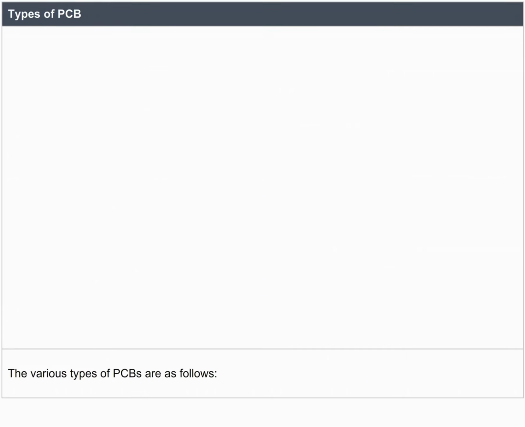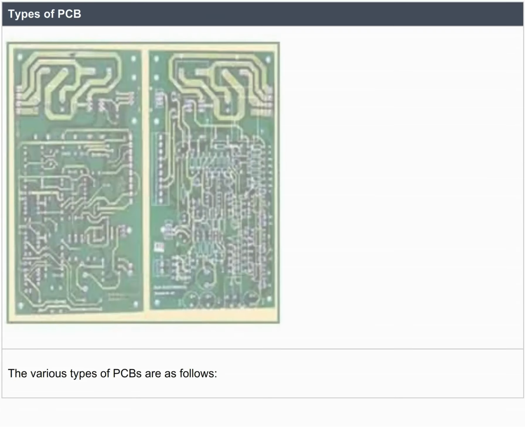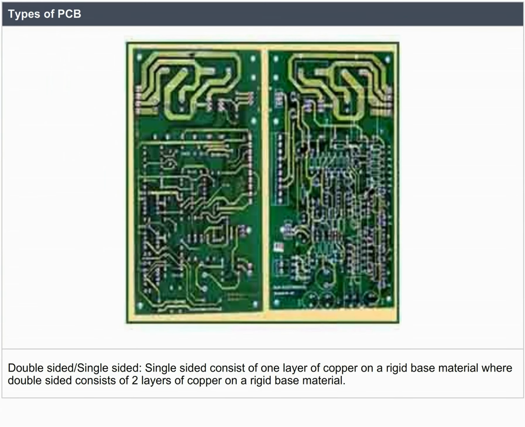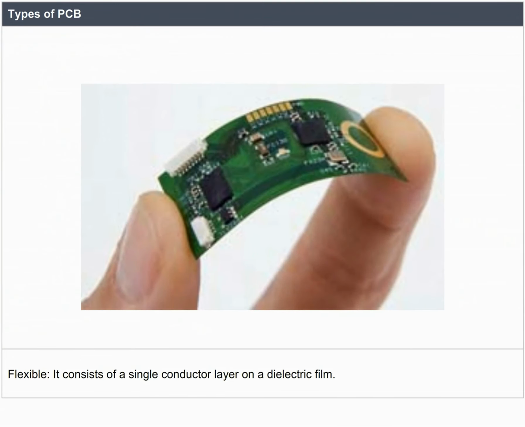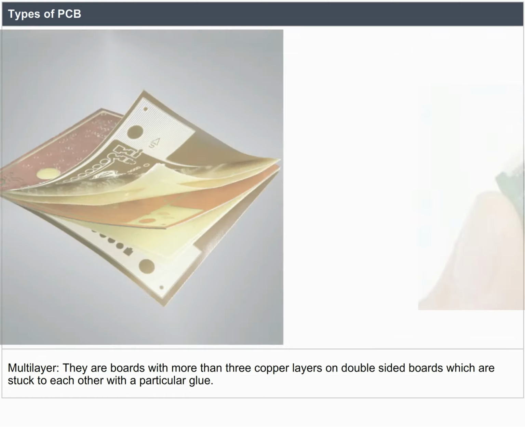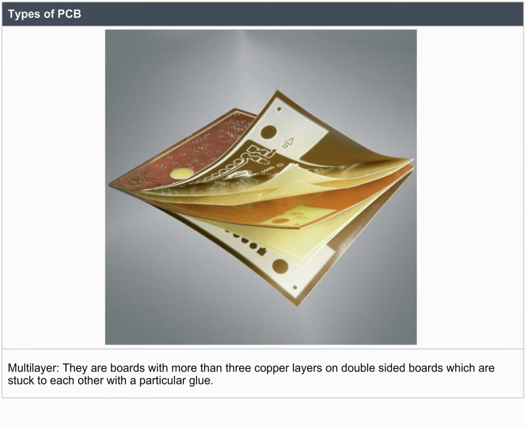The various types of PCBs are as follows. Double-sided, single-sided. Single-sided consists of one layer of copper on a rigid base material, whereas double-sided consists of two layers of copper on a rigid base material. Flexible. It consists of a single conductor layer on a dielectric film. Multi-layer. They are boards with more than 3 copper layers on double-sided boards which are stuck to each other with a particular glue.